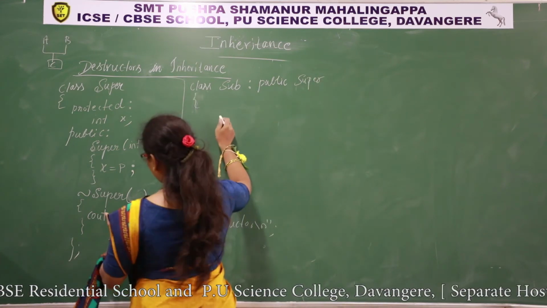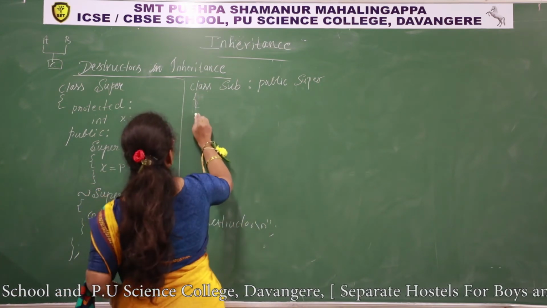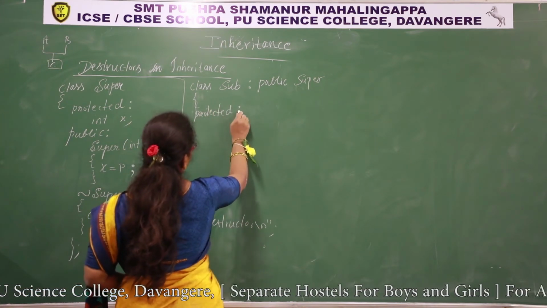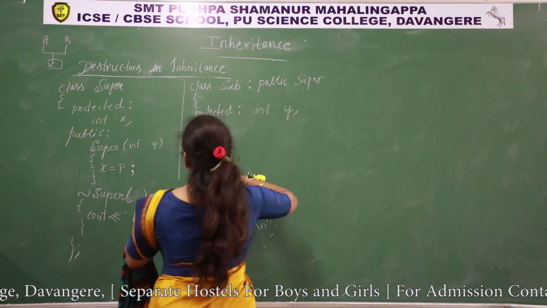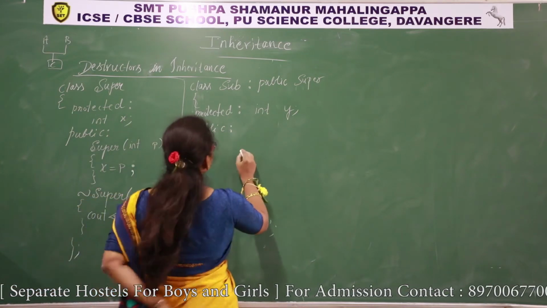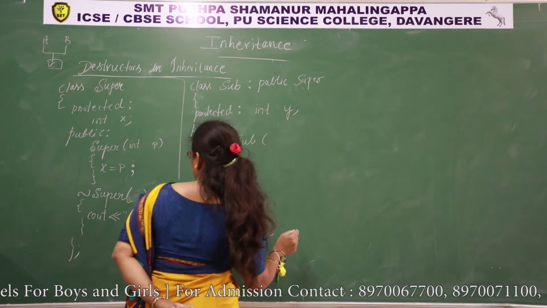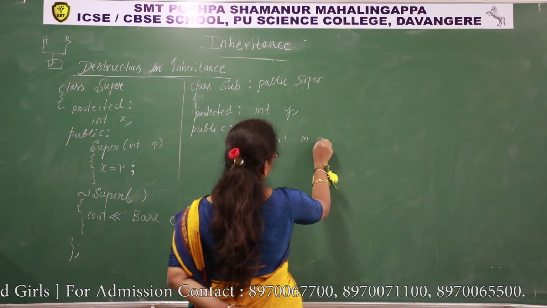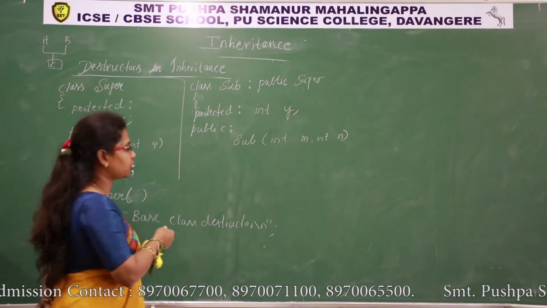Here also I will take a data member, protected, colon, int y, public. The derived class constructor Sub, its job is to pass initial value to the base class, so I must take two parameters here. I will take m and n here. Simply I have taken the constructor also. Yes, you need to concentrate on the destructor here.